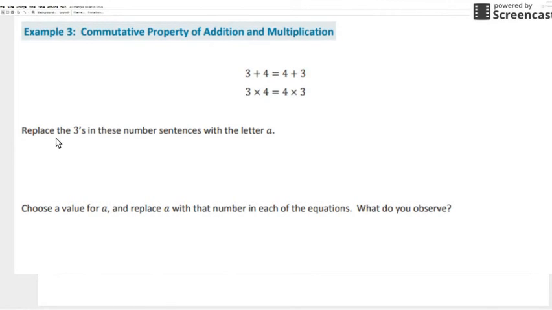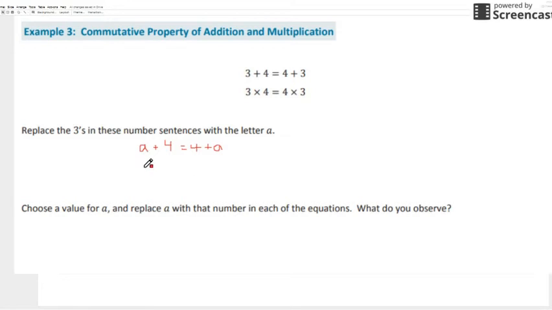Well, if we take our time and go through this step by step and discuss this, let's go through some steps and change into an algebraic form, replacing numbers with letters. So replace the 3's in the number sentences with the letter A. So let's go ahead and get our pen. All we're going to do is simply take our 3. Every time we see a 3, we're going to plug in an A. So A plus 4 equals 4 plus A.